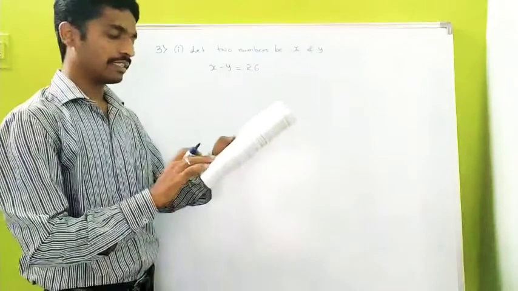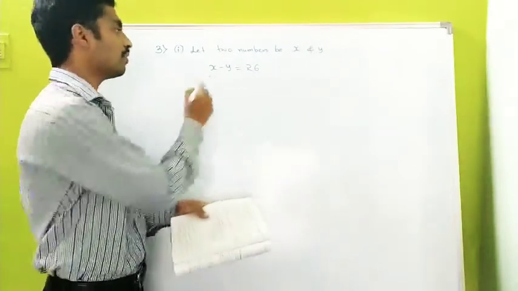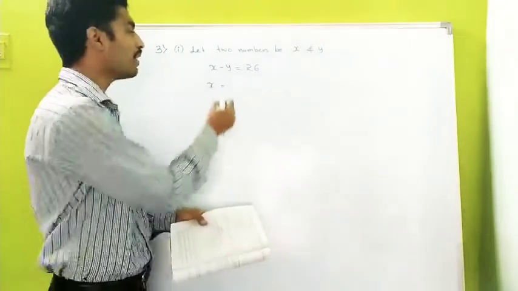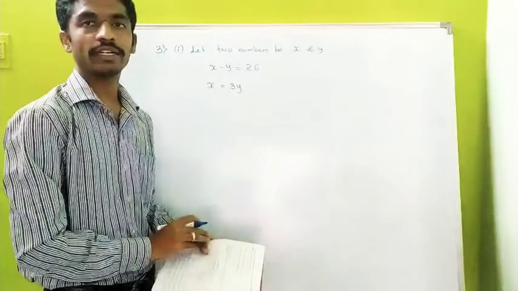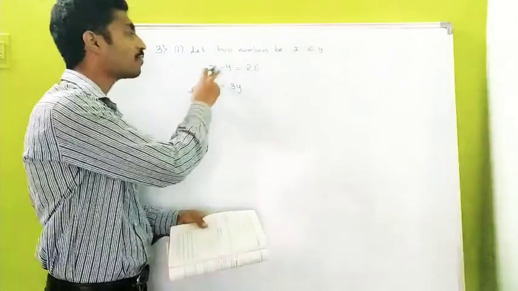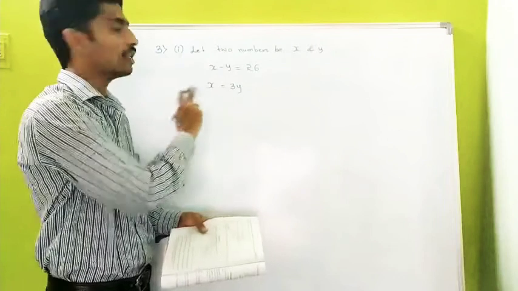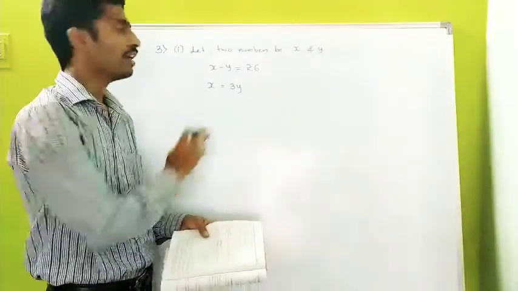Okay, next, one number is 3 times the other. So if I take x as one number, the other number will be how many times? 3 times. x equal to 3y. Okay, why am I taking x only? Because here from x only I subtract the y. It means y is smaller, x is bigger. So like this you have to take x equal to 3y. Okay, simple thing.